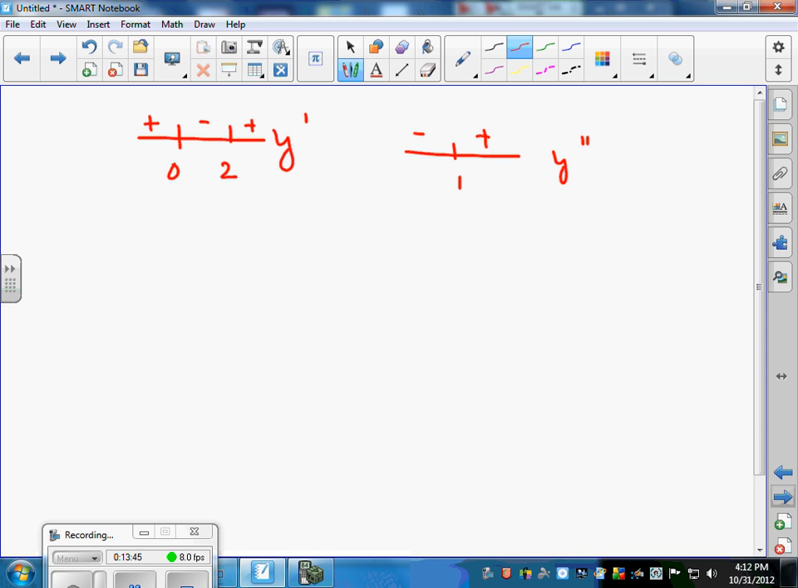What I normally do is put these together, and I go back to my y prime, because it should have more critical points. I'm going to draw a little dotted line and put a 1. That's where 1 would be on that number line, because that's my second derivative critical point. Everything to the left of that was concave down, so I'm going to write in concave down. And everything to the right of that was concave up.